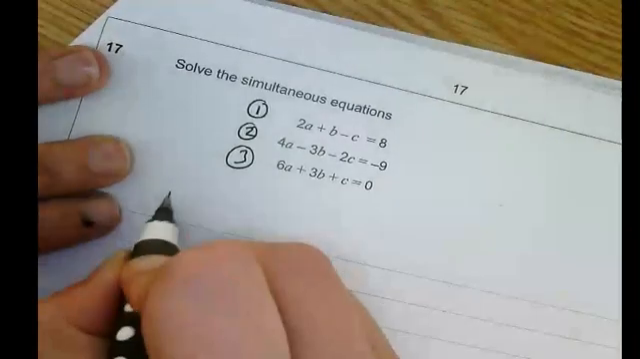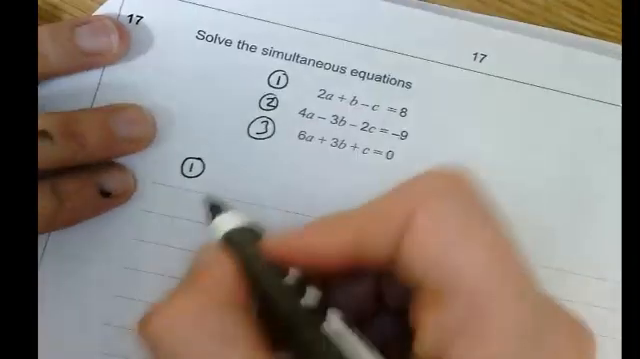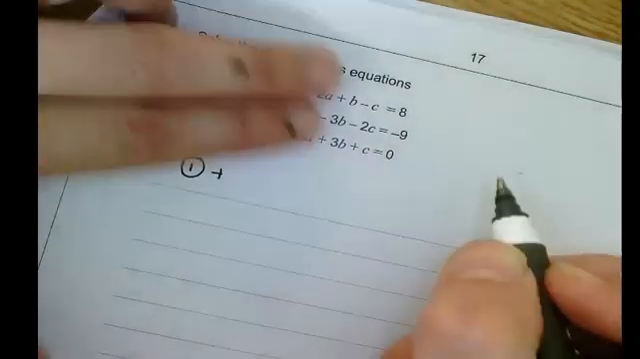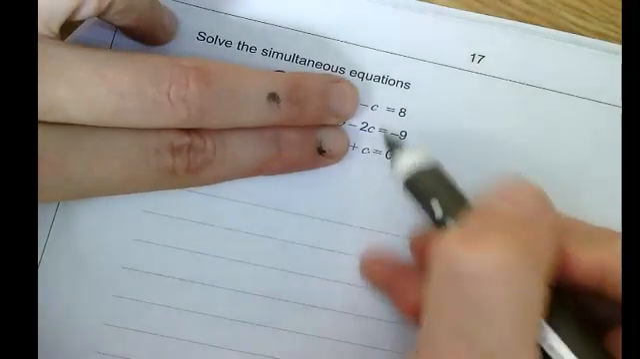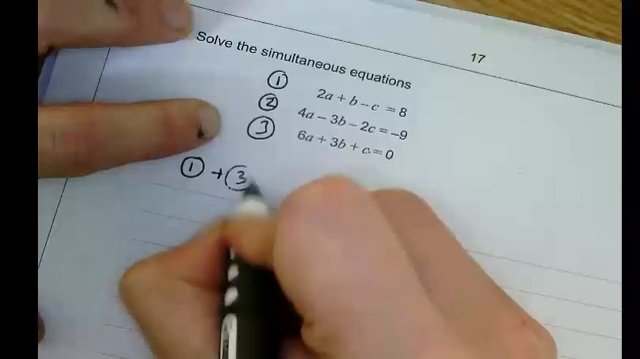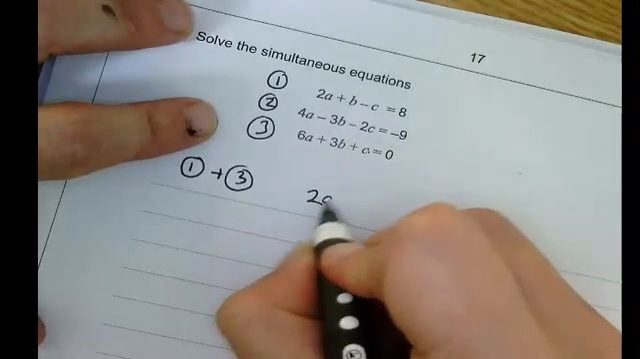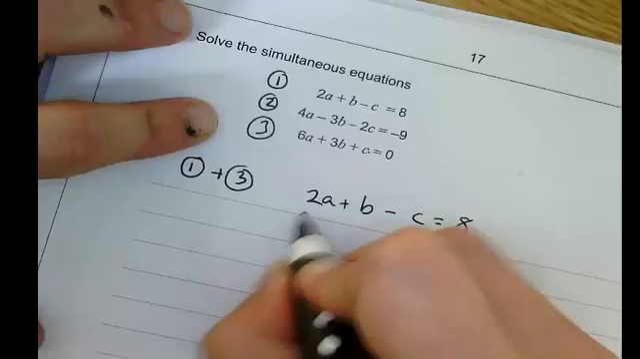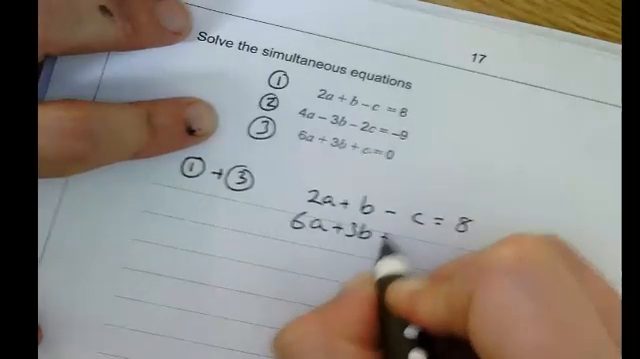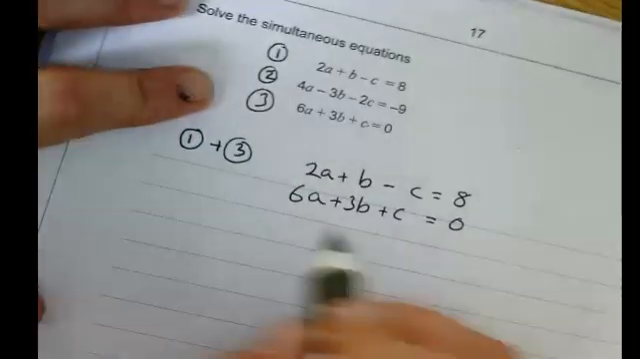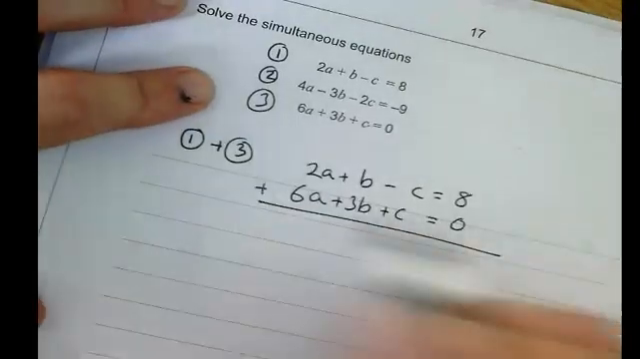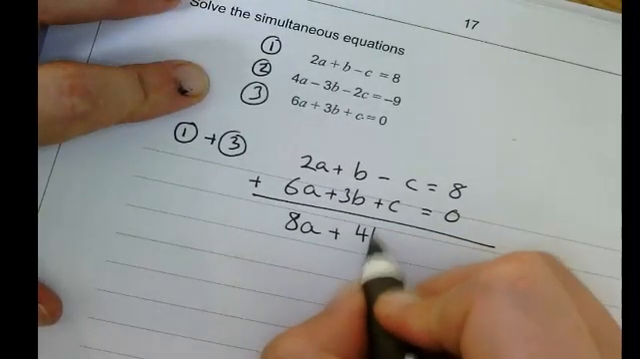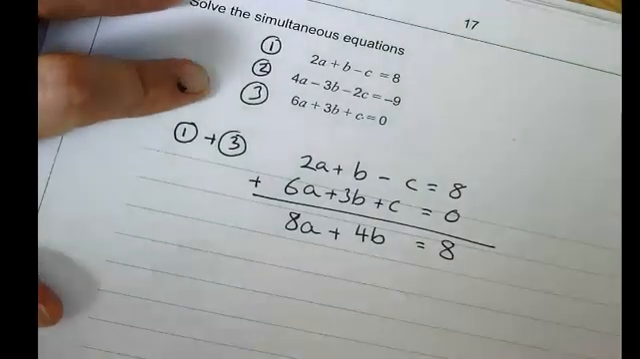So I'm going to write what I'm doing so I'm not making the examiner's life more difficult than it needs to be. So I'm adding together. The c's are the same and they've got different signs. So I'm going to add together equation 1 and equation 3. So 2a plus b minus c is equal to 8, and 6a plus 3b plus c is equal to 0. I'm adding them together. That leaves me with 8a plus 4b is equal to 8.